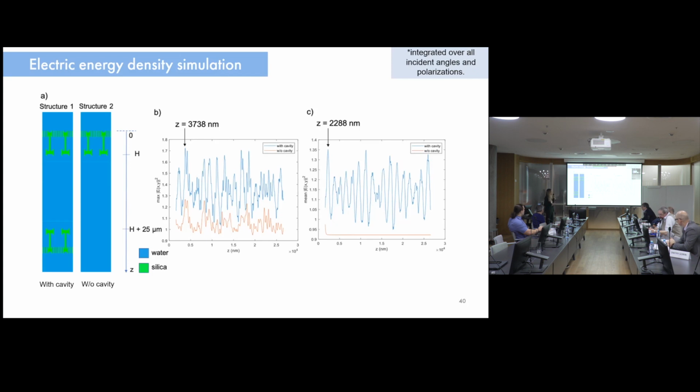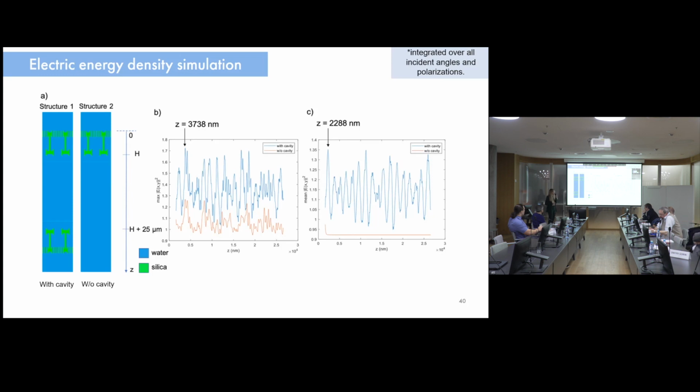In this case, we also obtained values higher than 1, around 1.2, for the structure without cavity. And all these phenomena actually arise from the reflectance and the Fabry-Perot resonances. In the case of the mean electric energy distribution, we obtained the maximum at the coordinate 2.3 microns. The enhancement is 1.30-fold, while for the structure without cavity, we observed values less than 1.